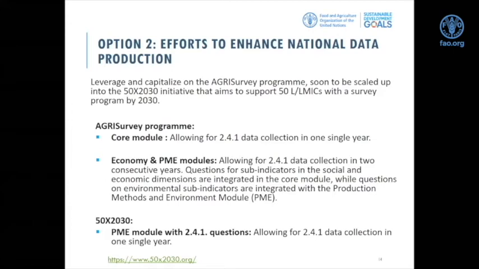Now for this particular project, what we have done is we analyzed the survey instruments of both the AgriSurvey program and the 50 by 2030 initiative. We then isolated and identified the questions that are missing in the survey instruments of these two programs from the point of view of SDG 2.4.1, and we integrated those questions. Hence now both these initiatives, which will support 50 countries by 2030, are SDG 2.4.1 ready. For the AgriSurvey program, we have integrated the questions into the core module, and the economy and production methods and environment modules. And for the 50 by 2030 initiative, we have added the questions into the production method and environment module.